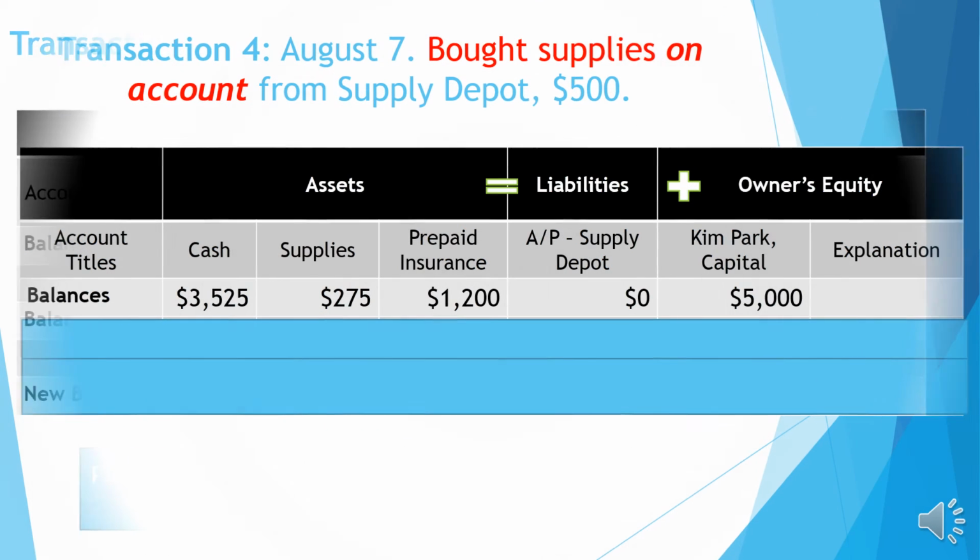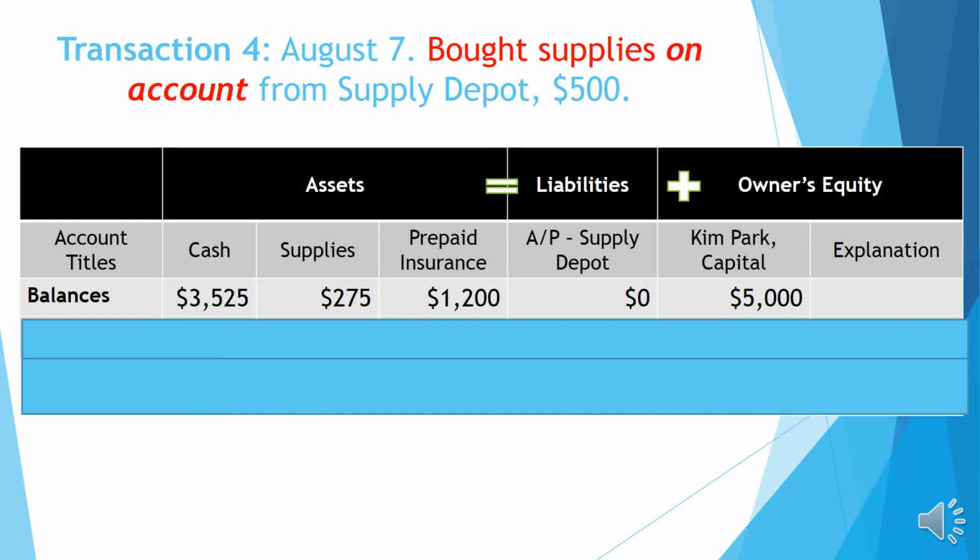Transaction 4, August 7th. Bought supplies on account from Supply Depot, $500. Let's look to see which two accounts are affected. We bought supplies, so we know our supplies asset account is affected. And we bought the supplies on account, which means we've incurred more debt, which will affect our liabilities. Since we have more supplies, our supplies account will increase. And since we've incurred more debt, our accounts payable Supply Depot will increase.